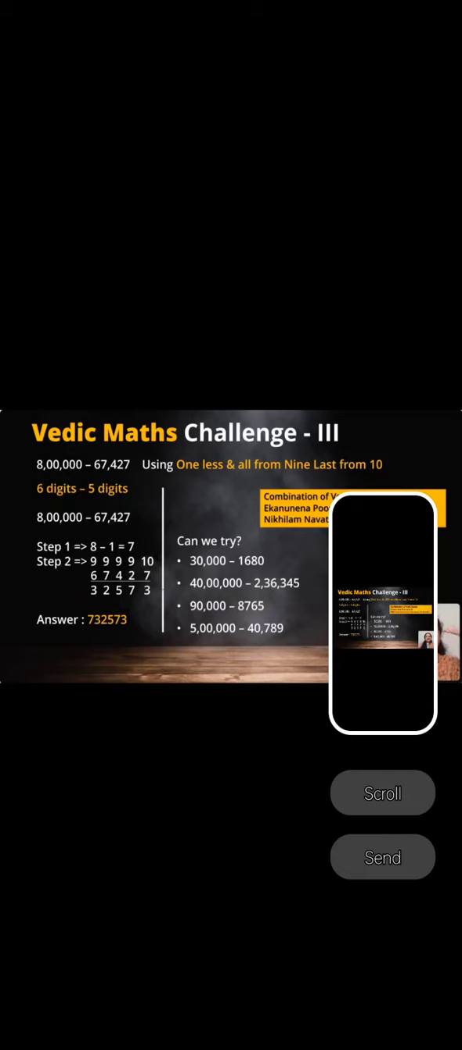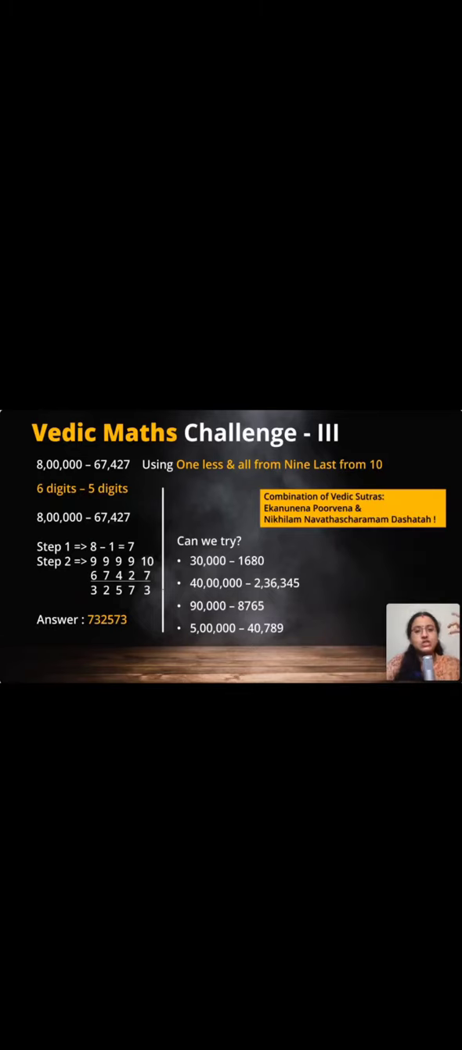We first do Ekan Nunena Purvena, which is called 1 less than the one before. The 1 less Sutra, looking at the first digit, 8. 8 minus 1, 7. So 7 is the first number with which the answer will start. Now look at the remaining numbers, 6, 7, 4, 2, 7. For these numbers alone, we have to do all from 9, last from 10. So your answer will start with 7, followed by 9 minus 6 is 3, 9 minus 7 is 2, 9 minus 4 is 5, 9 minus 2 is 7, and 10 minus 7 is 3. So the complete answer would be 732,573.